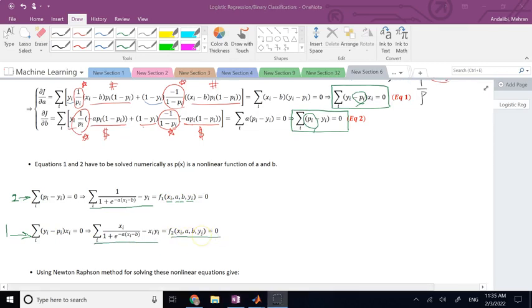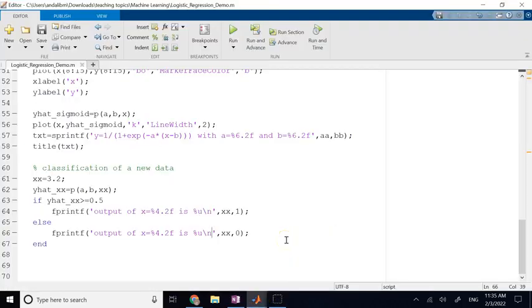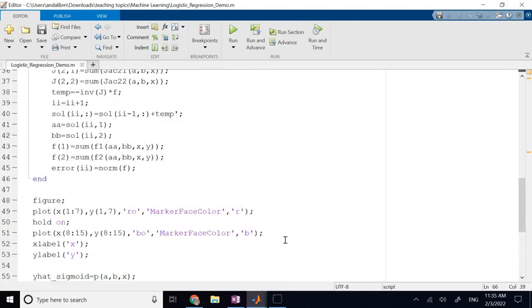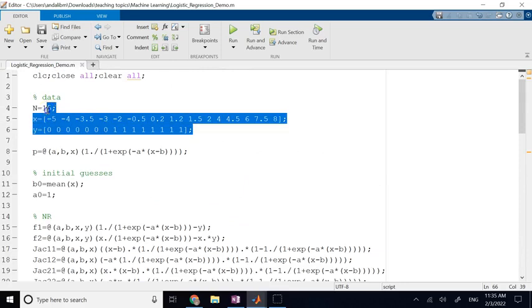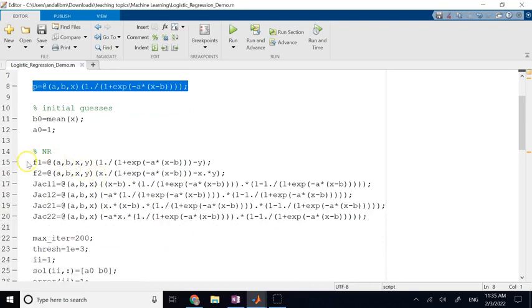So now, to solve both coupled nonlinear algebraic equations at the same time, here I use the Newton-Raphson method, and for Newton-Raphson we use the update equations. Here I have expanded these update equations for you if you want to implement it yourself, but I also have a code that goes with this lecture, and in this code I have provided some 15 data points, 7 of them belonging to the class 0 and 8 of them for the class 1. And this is my function, and here I use Newton-Raphson.